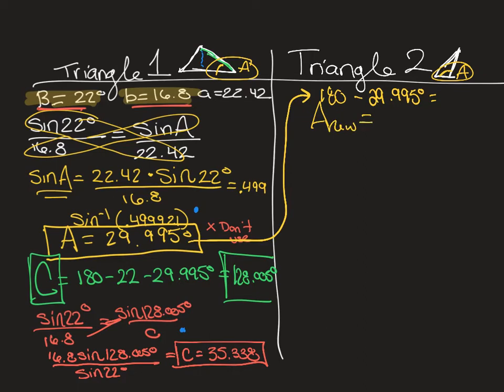So I'm going to do that in my calculator. I'm going to do 180 degrees, so 180 minus the 29.995. So my A new is 150.005 degrees.